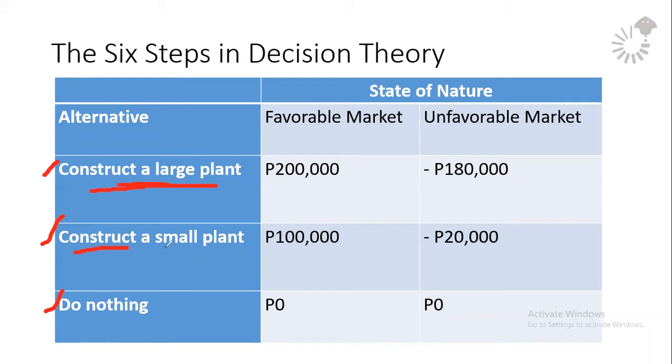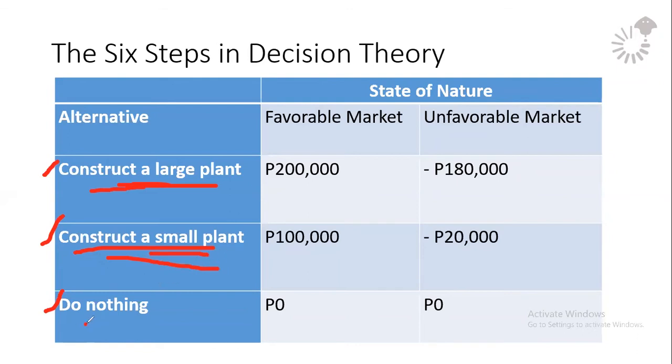Option B, construct a small plant. Whatever I only need today, for this year, that's it for now. Whatever size of plant is needed to meet the demands of the market currently, that's what I will create. So, construct a small production plant.